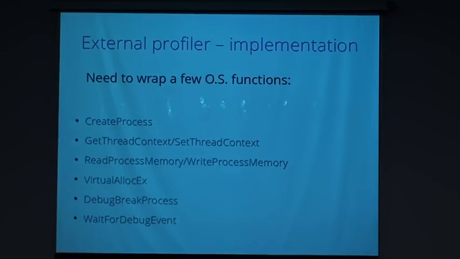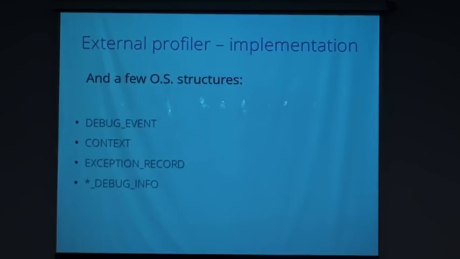There are some functions like for reading process memory or writing it, or for allocating memory in the remote process, or for waiting for the debug events. You just have to wrap those functions. You have to wrap some structures, for example, a Windows structure for collecting the debugging information, or the context of the processor when it's stopped, and things like that, right? And after you wrap that, you can just do something like this.